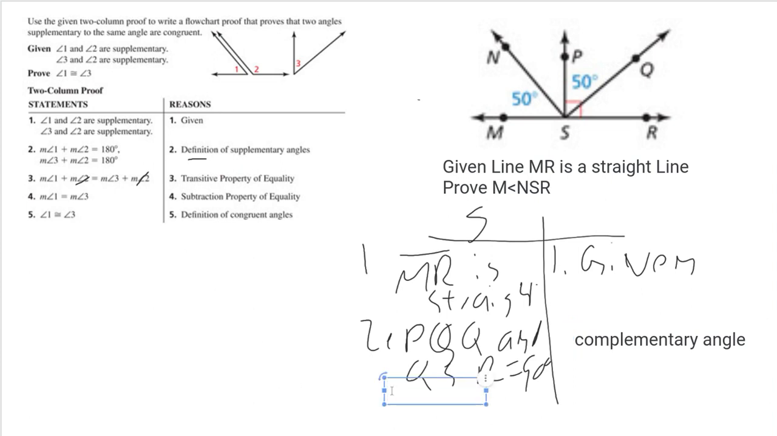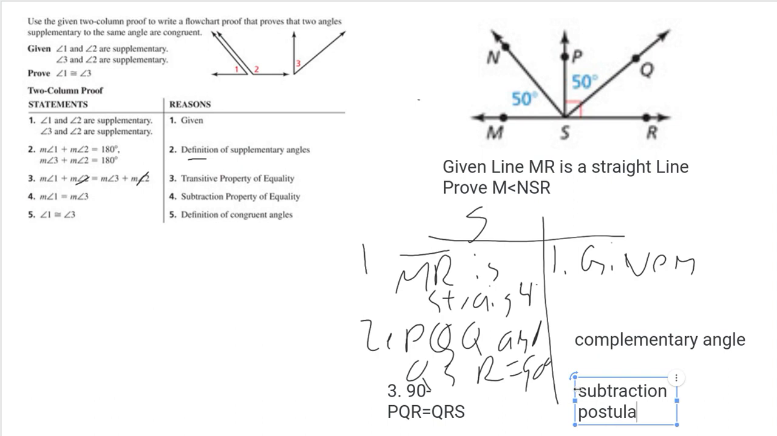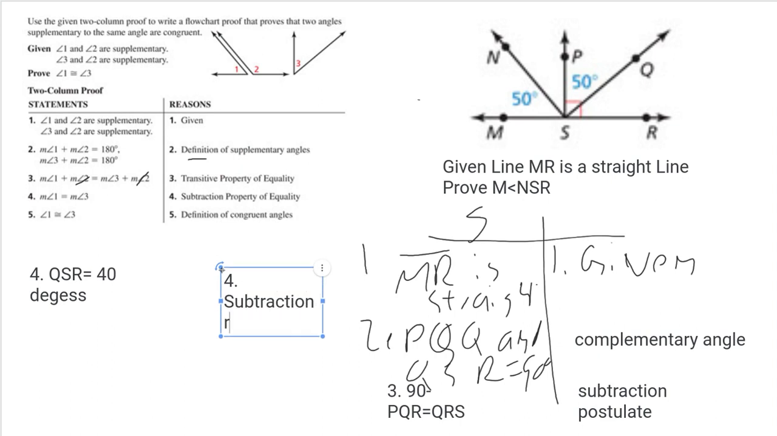Then I can say that 90 minus PQR is equal to QRS, and I can say that due to our subtraction postulate, which will then later give me that QSR is equal to 40 degrees, and then that would be due to our subtraction result.